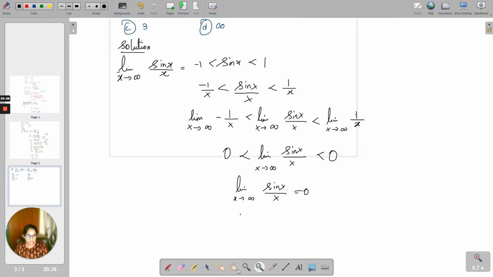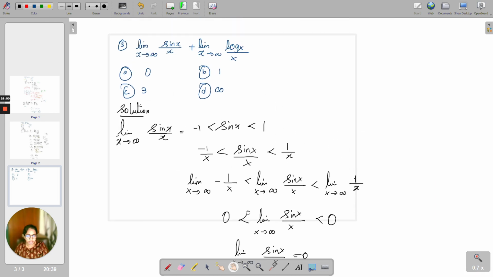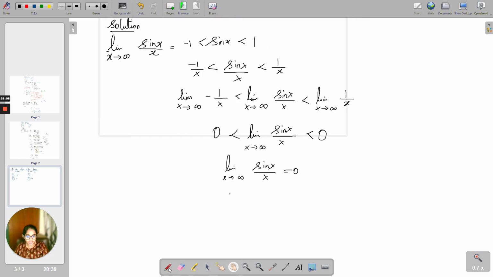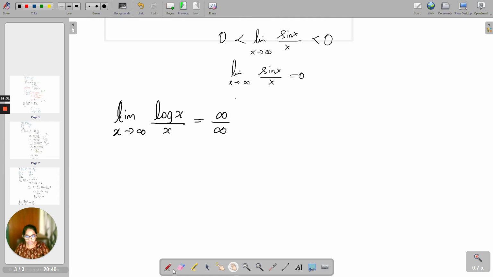Yes, so now what do we have? Limit x tending to infinity of log x divided by x. What is log infinity? Isn't it 0? Or is it infinity? Here we would get the infinity by infinity form, because log infinity is infinity.